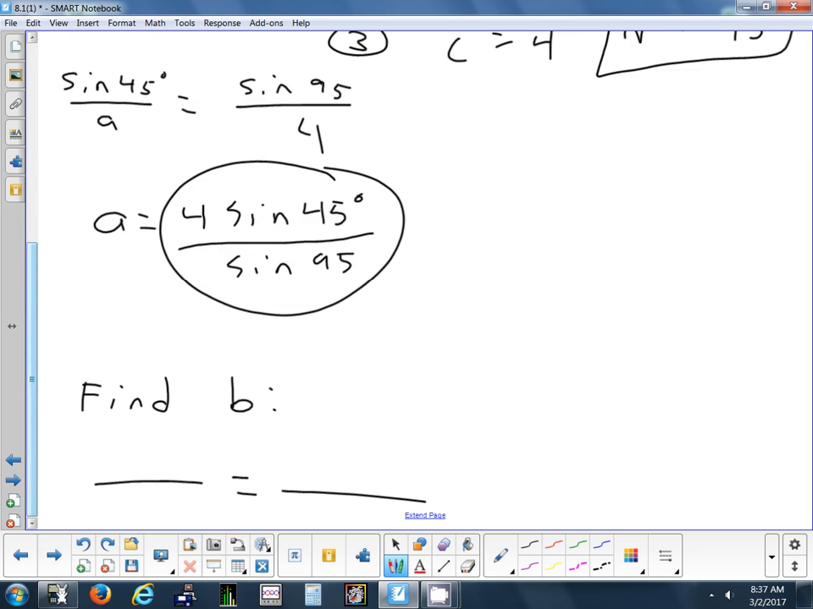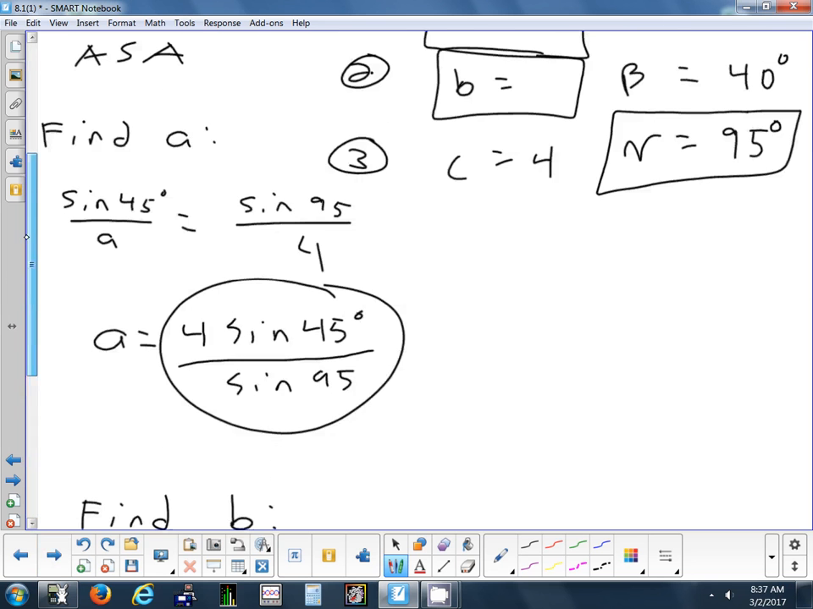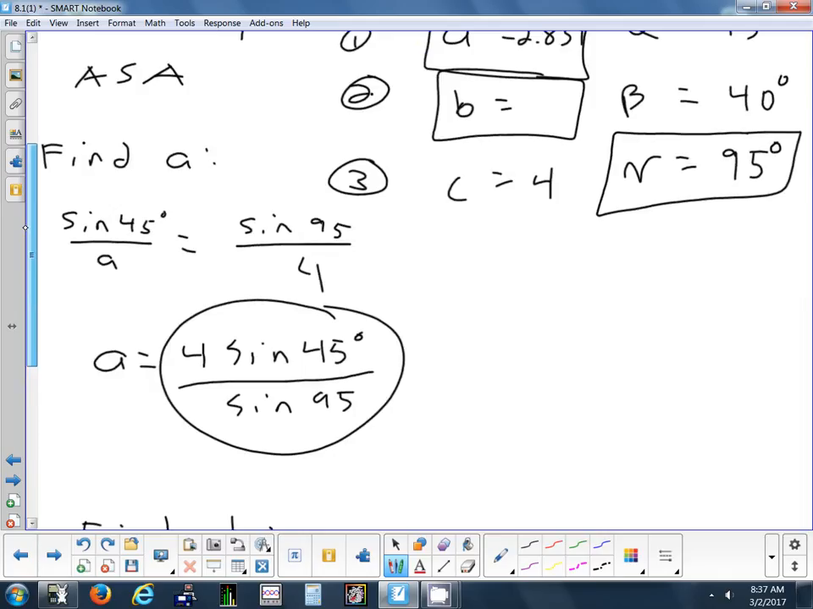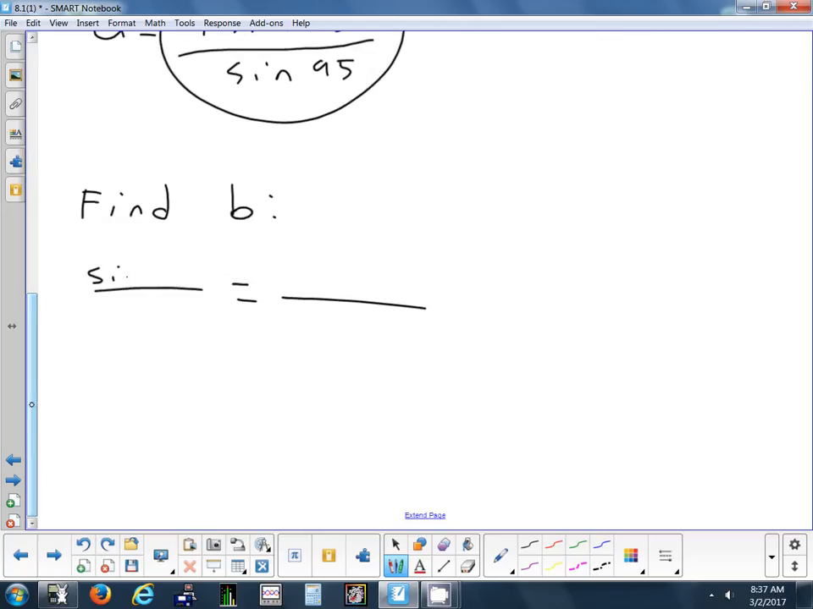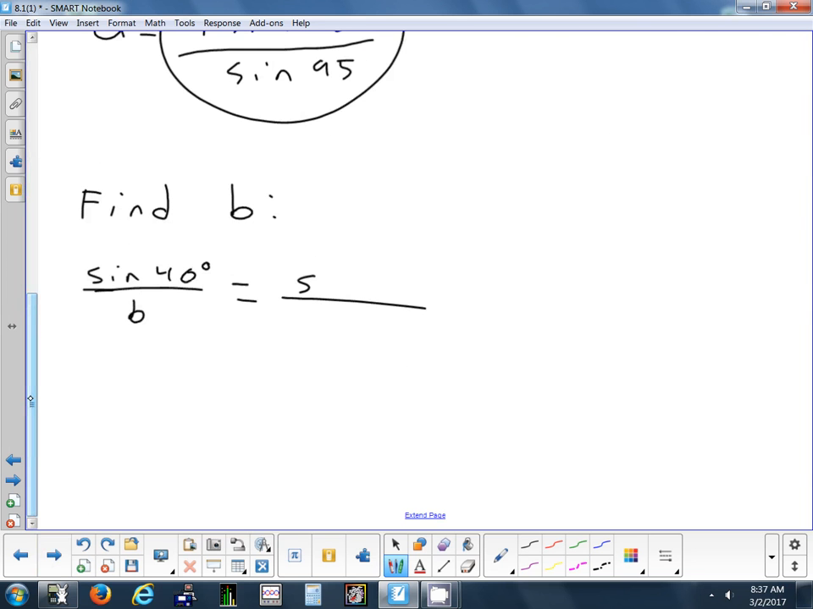So what would be my left-hand fraction? Sine 40 over B. Yep, so start with sine 40 over B. And now somebody else tell me what's going to go on the right. Sine 95 over 4.